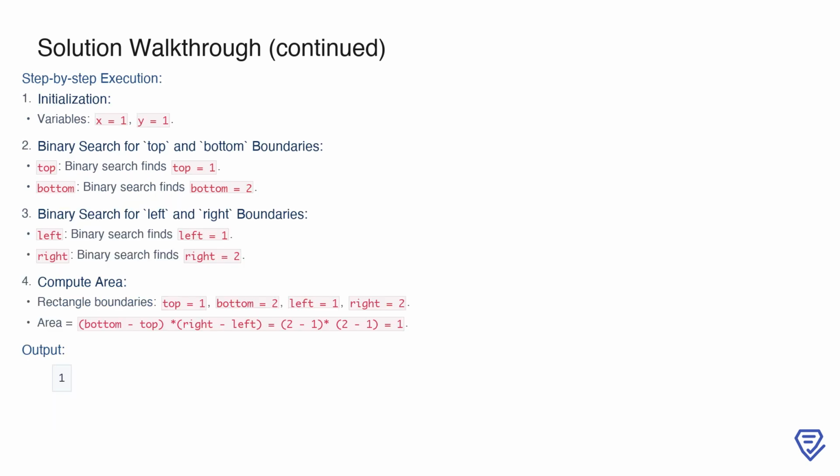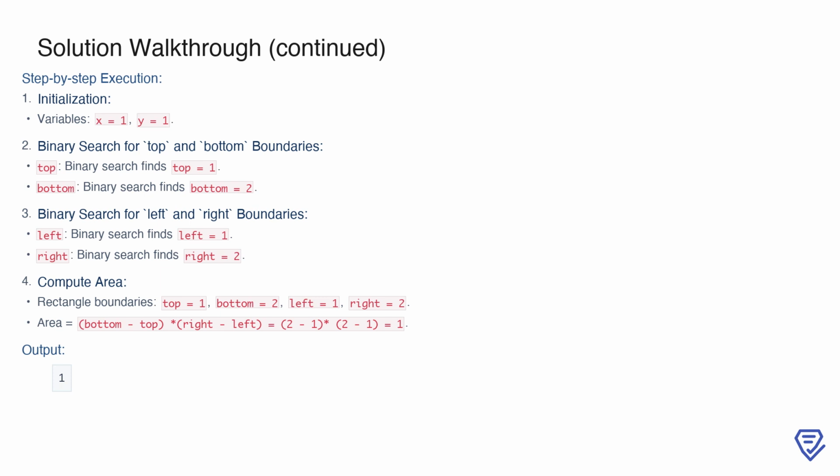In this edge case, the image is a 3 by 3 grid, and the only black pixel is located in the middle. To find the top and bottom boundaries, binary search quickly identifies both as row 1 and row 2, respectively. Similarly, for the horizontal boundaries, binary search confirms left equals 1 and right equals 2. The rectangle is defined by these boundaries: top equals 1, bottom equals 2, left equals 1, and right equals 2.